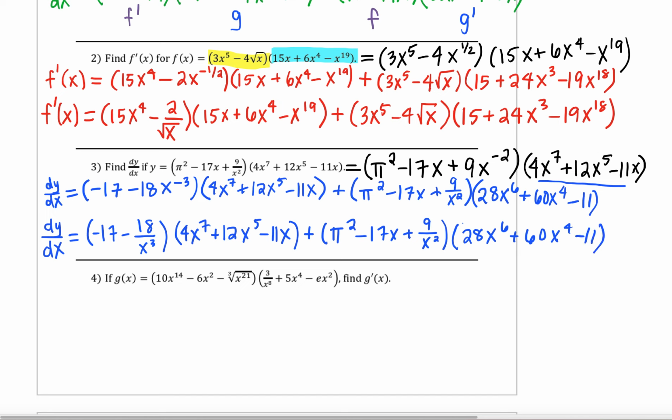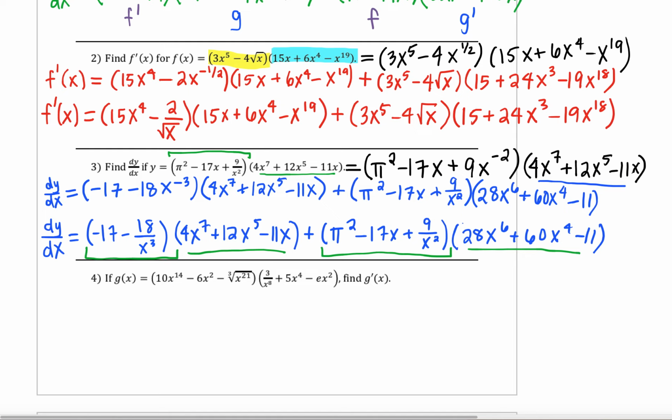And again, just to annotate and point out where all these pieces are coming from, this first piece here would be the derivative of our first function, so the pi squared minus 17x plus 9 over x squared. And then the next piece is keeping the original second function the same. Plus, we then keep the first function the same, so I've rewritten that whole pi squared function times the derivative of the 4x to the 7th plus 12x to the 5th minus 11x function. So I've got the derivative of the first times the original second, plus the original first times the derivative of the second. Okay, let's do one more product rule.